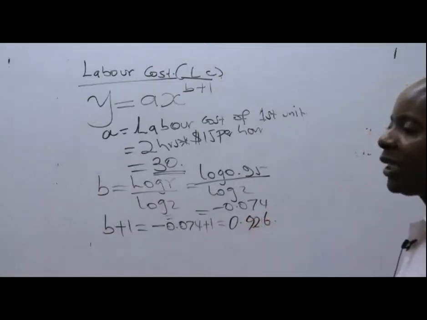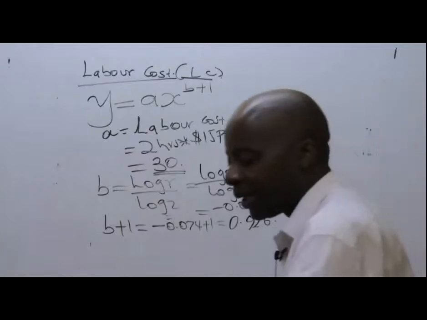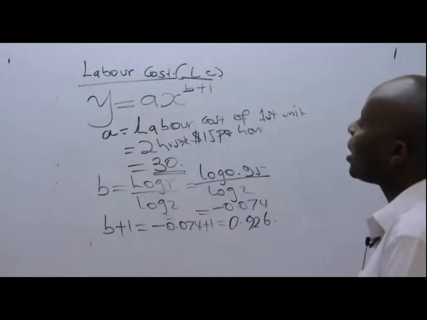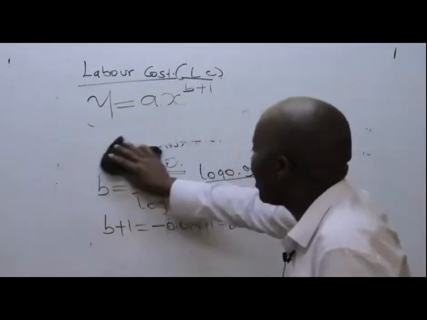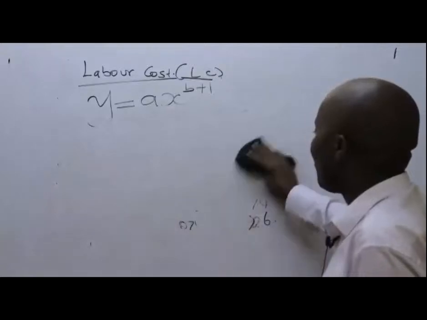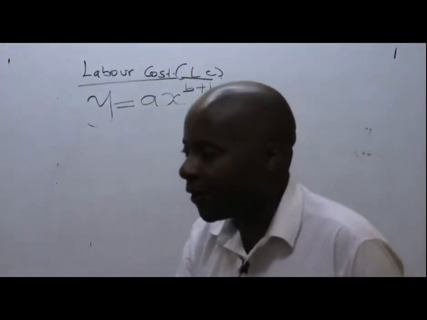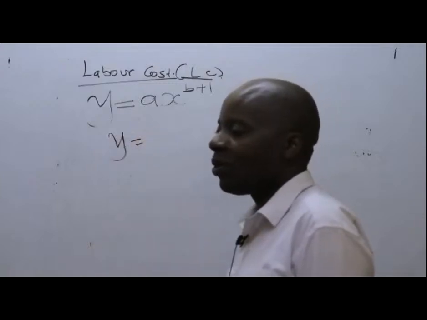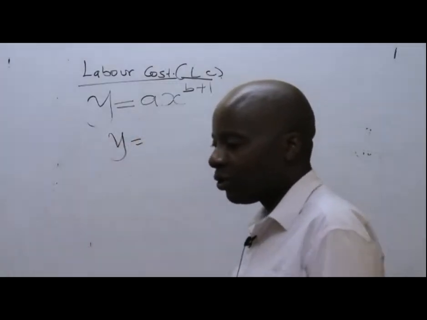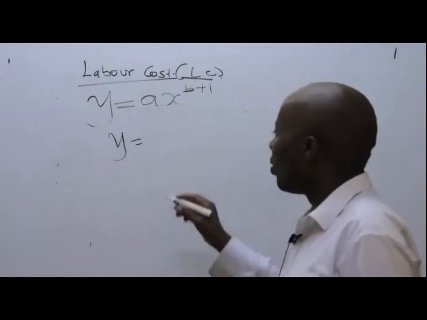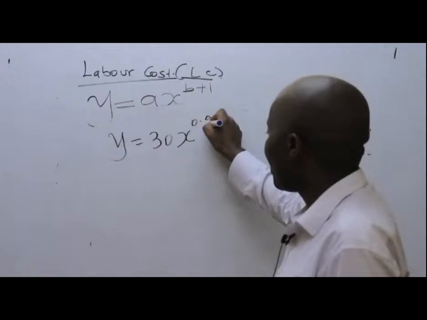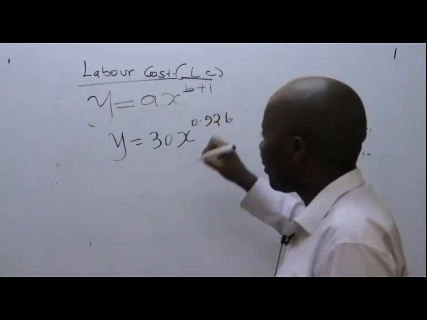Now, after you get these 2 parameters, ladies and gentlemen, the only thing that now you need to do is to go and plug in the figures up there. When you plug in the figures up here, what do we have? We have our Y, which is the total labor cost. Remember, Y is the total labor cost, which will be 30x raised to 0.926.